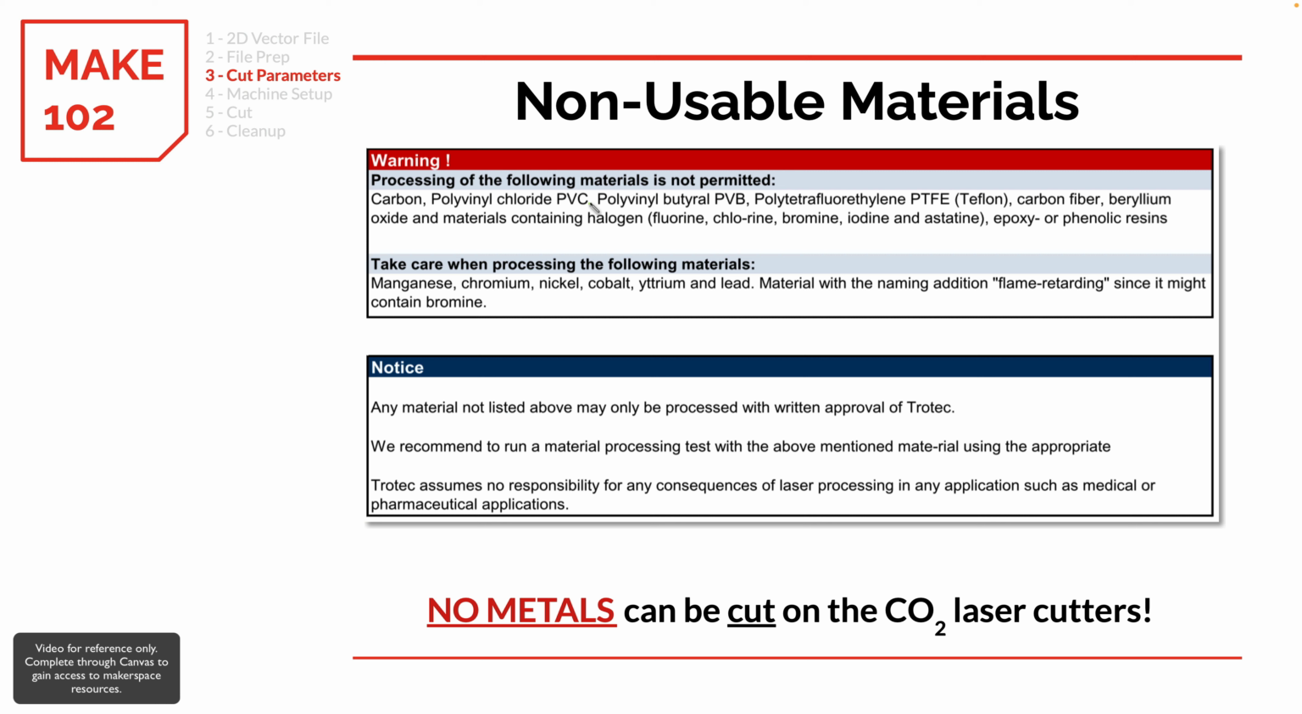Next, please consider that there are materials which cannot be cut on a laser cutter and are not allowed to be cut. The most common is PVC. PVC is very hazardous to cut in a laser cutter. These warnings come directly from the laser manufacturer, so please do not cut these materials on the laser cutters in the Makerspace. Also, specifically, no metals can be cut on the laser cutters in the Makerspace. Our CO2 laser cutters are not capable of cutting metal. We do have a fiber laser cutter that can cut metal, and if you need to do that, please contact the staff.